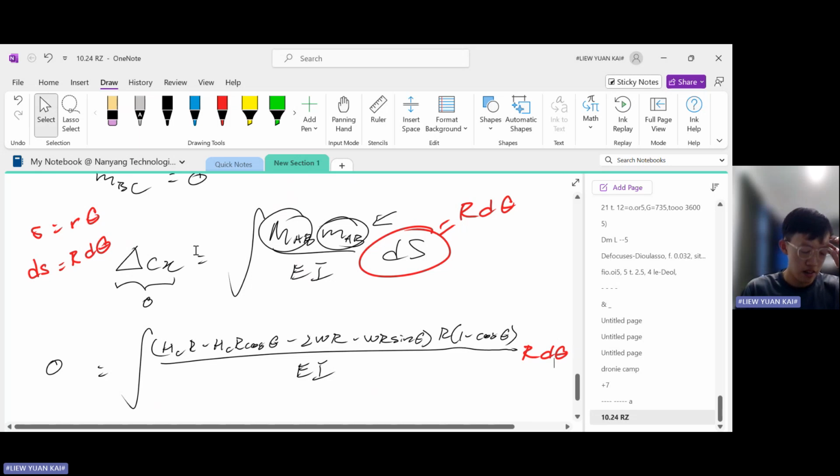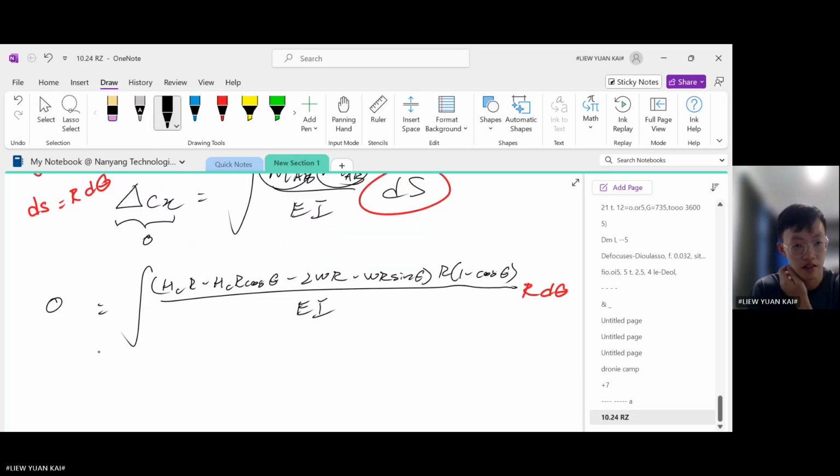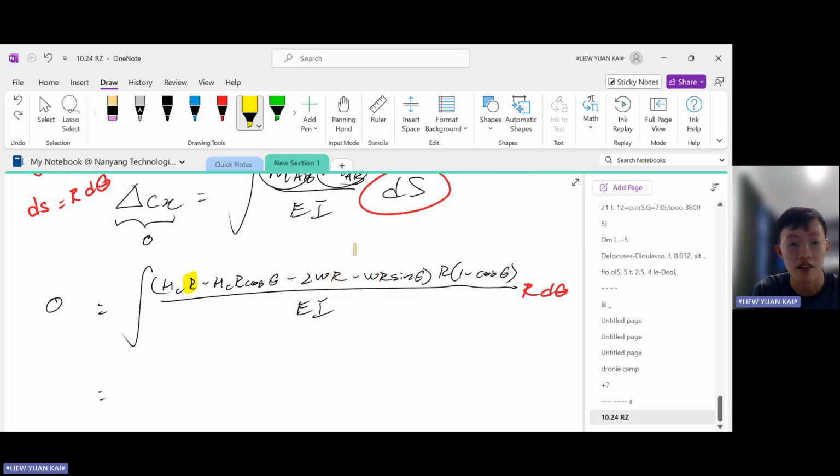So what are we gonna do? We're gonna do some simplifications here. I'm gonna factorize out all the constants to the front of the integration. In the first bracket here, in this long bracket, what common factors can you see? You can see R, right? R is a common factor. See R, R, R, R. So there's a common factor of R here.